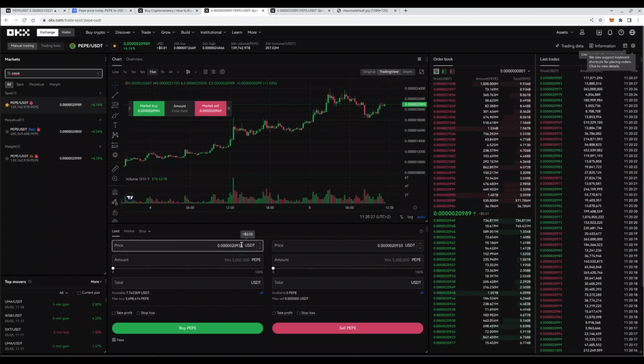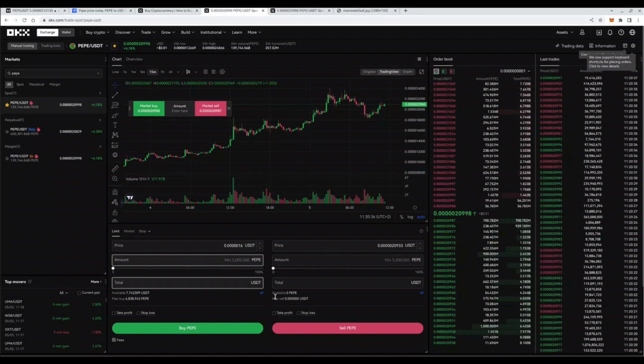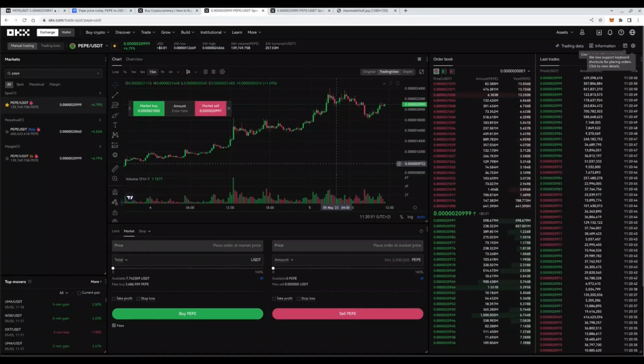You set 0.0016 as an order, and you wait for the price to go there. You set your amount of US dollars you want to buy, and so on. But let's say you want to be super simple. You believe that Pepe coin is gonna shoot to $1 in a couple of years. Then you press on market buy because you don't care about the small price ranges right here.